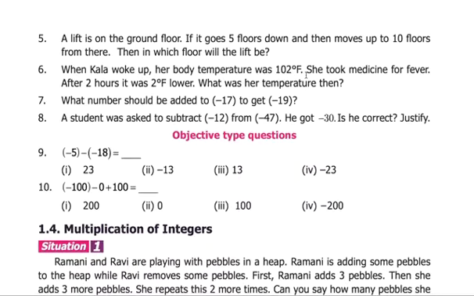When Kala woke up, her body temperature was 102 degree Fahrenheit. She took medicine for fever. After 2 hours, it was 2 degree lower. What was her temperature? 100 degree Fahrenheit.